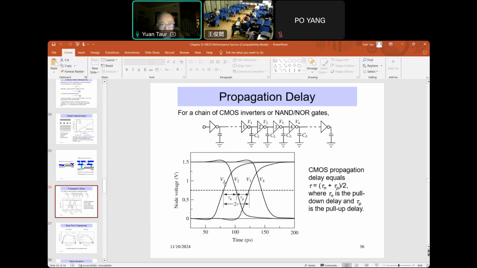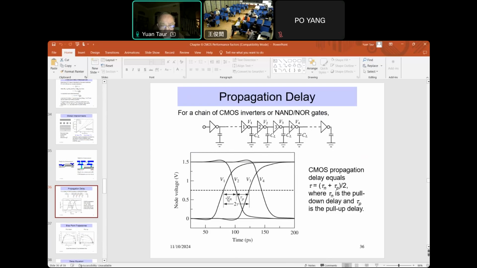In this case, V1 is going up, which turns on the NFET of inverter 2 that pulls down V2. And then V2 goes down, which turns on the PFET of inverter 3. So V3 goes up and V4 goes down, and so on. After that, it just repeats after a few stages. And so with this, we can define a propagation delay.